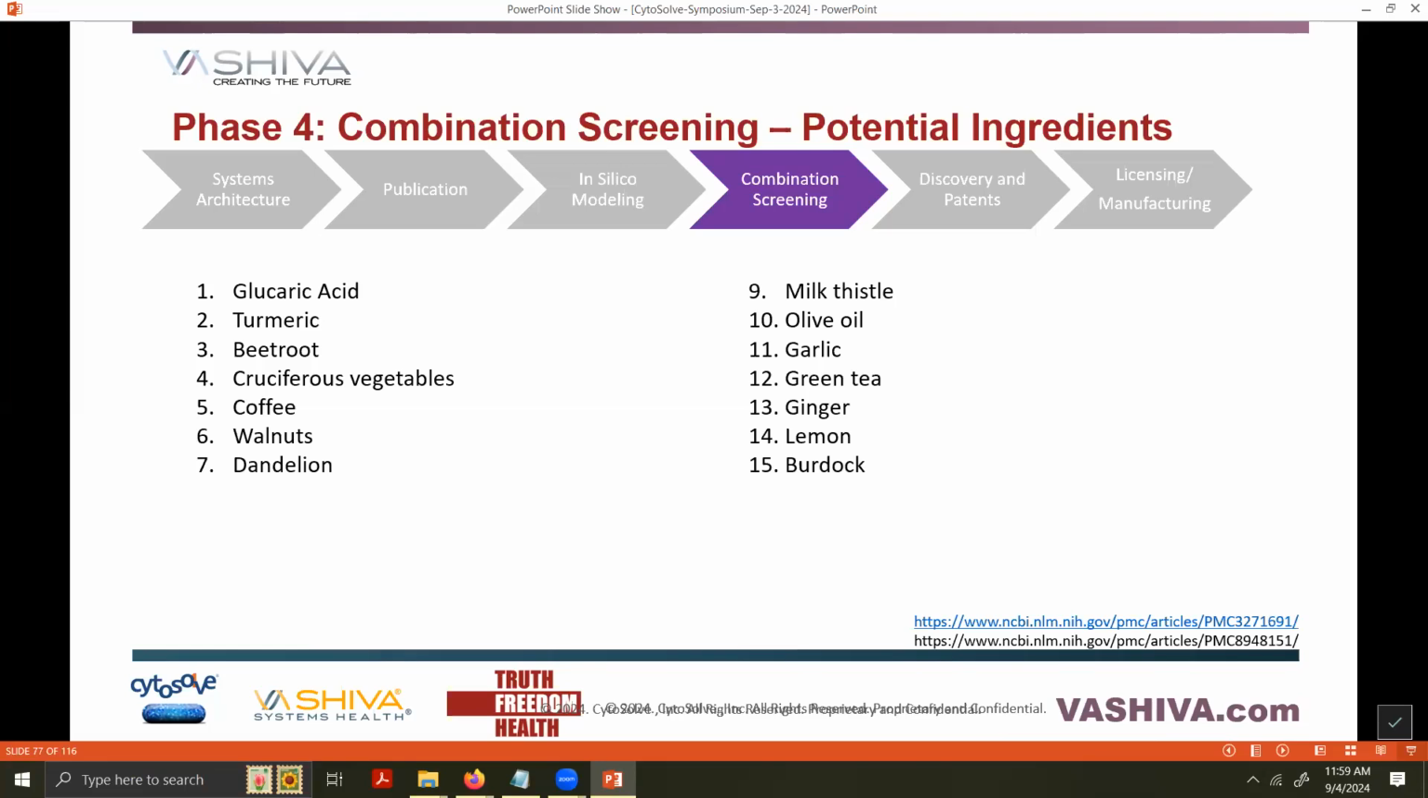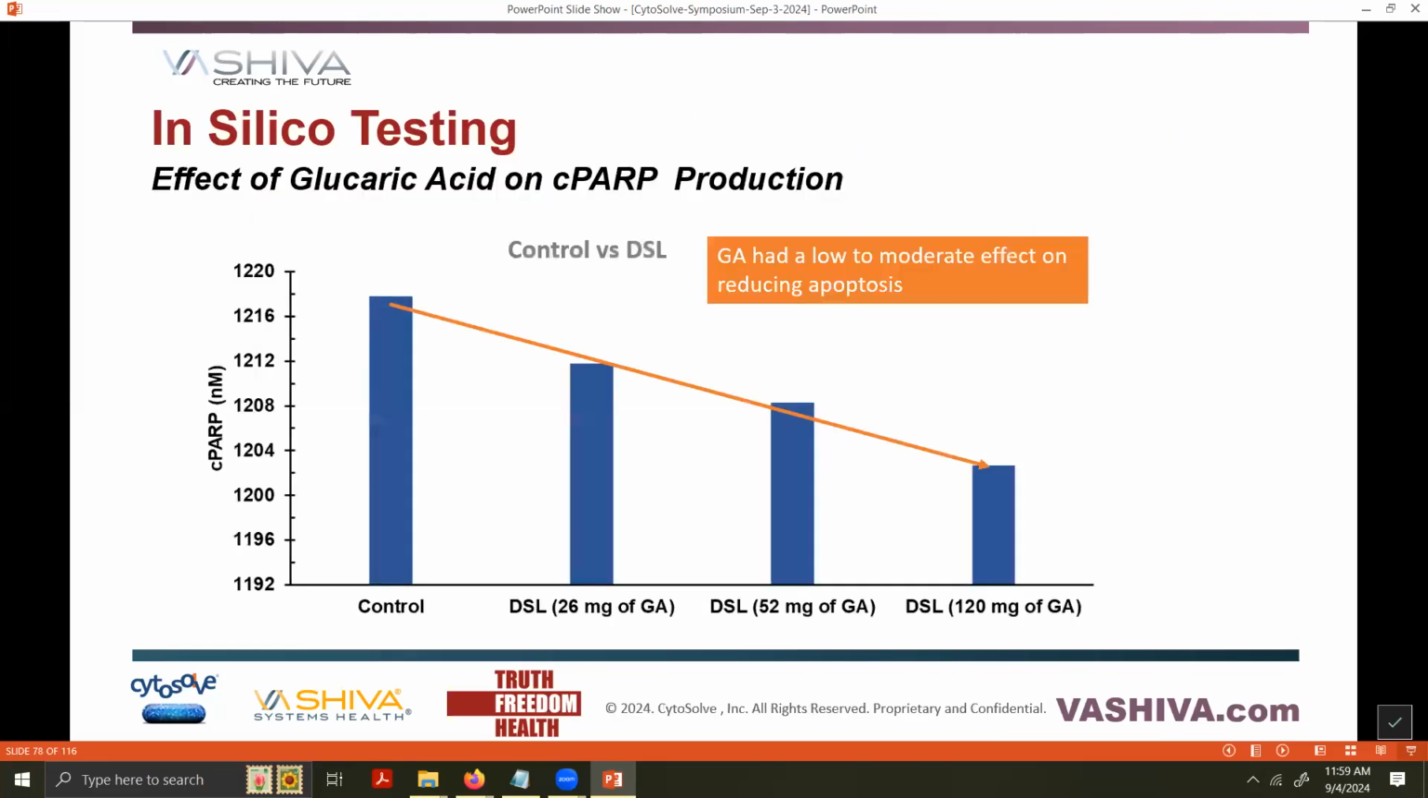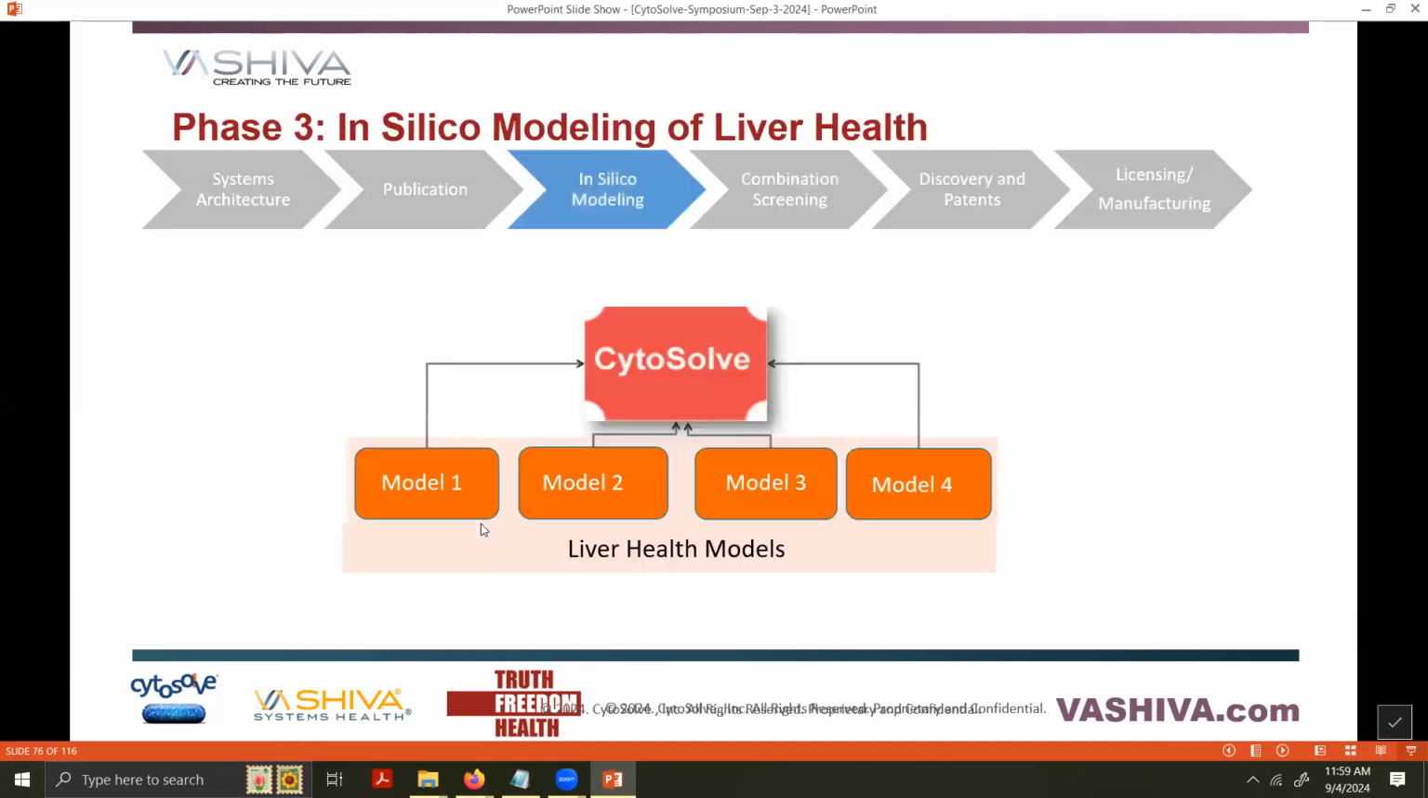Next. So now, as Dr. Prabhakar looks at glucaric acid, he's going to look at how glucaric acid affects those 4 variables. Go back, Prabhakar. Go back.